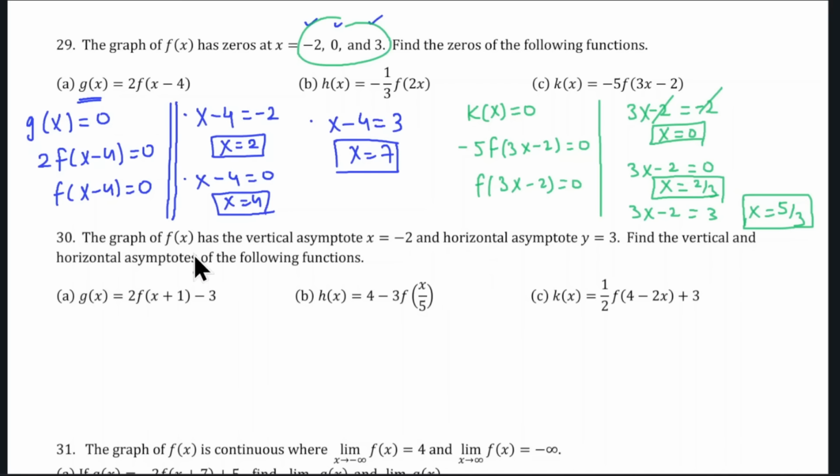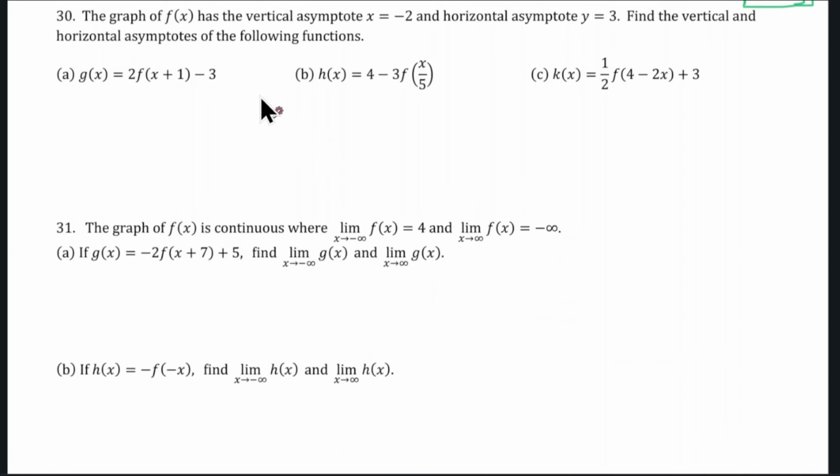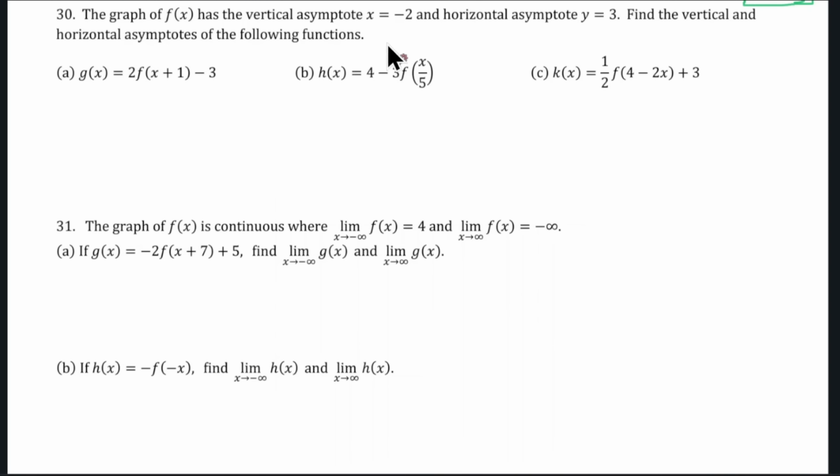Okay, now we're given a new question. f(x) has a vertical asymptote at negative 2 and a horizontal asymptote at 3. Find the vertical and horizontal asymptotes of the function. It's a good question, but again, the analysis is going to be the same: x equal to something is after all a part of the domain, right? And the domain is affected by all the transformations that are done in the horizontal sense, right?